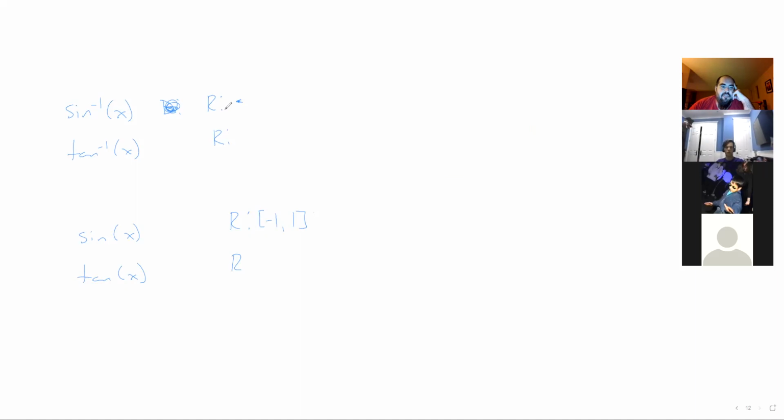Yeah, but not the range. So what's the range of the inverse sine function? Is it not -infinity to infinity? It's not, because if you went to your calculator with the inverse sine of like 20, you get an error. Okay.